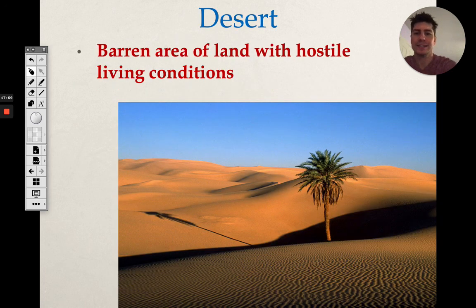And our last one is the desert. Very, very, very hot during the day. Does cool down a good bit at night. All right, so yeah, you would think you wouldn't need a jacket at night, but probably a good idea. So living conditions are very, very bad here. It's hard to find a whole lot of life, and the organisms that live in them are pretty well adapted to living in that hostile environment.